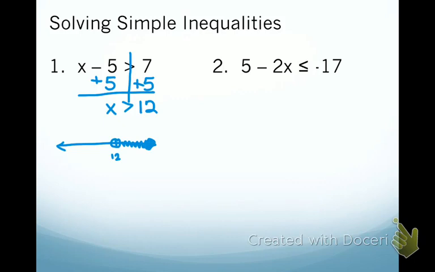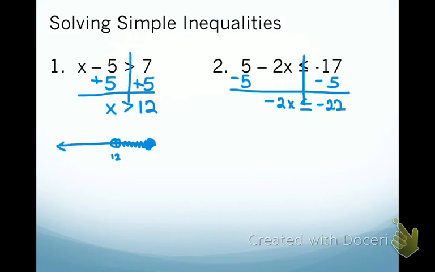Okay. Number 2, this one you have to watch out for a couple different things. There's more than one step here. So here's our balancing line. We have to start by subtracting 5. And again, the mistake a lot of us are making is to add 5 because we see this minus here. But that minus belongs to the 2, not the 5. The 5 is positive, so to get rid of it, we need to subtract. So now I have negative 2x is less than or equal to negative 22.